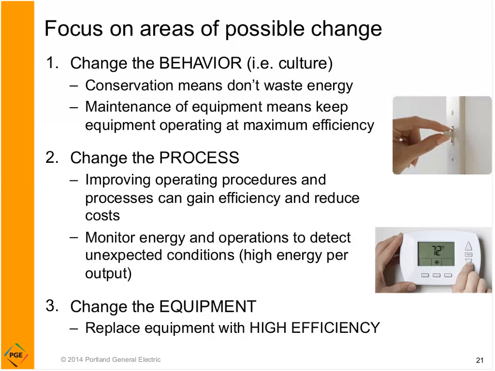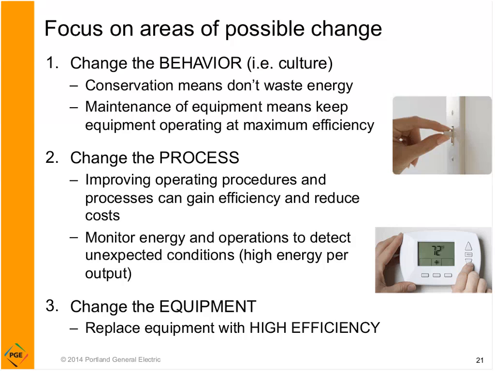Second one is change the process. Improving the operating procedures and processes can gain efficiency, reduce costs, monitor, detect unexpected conditions. The two examples there that we've talked about is changing the process around the auditors. Didn't require equipment changes, simply changing the formal procedures.